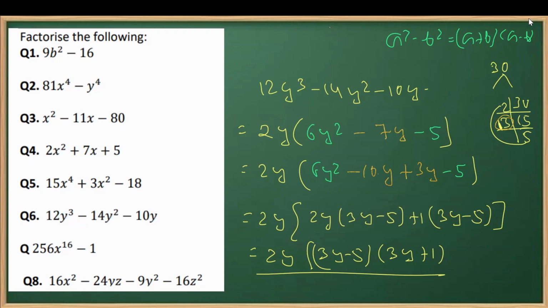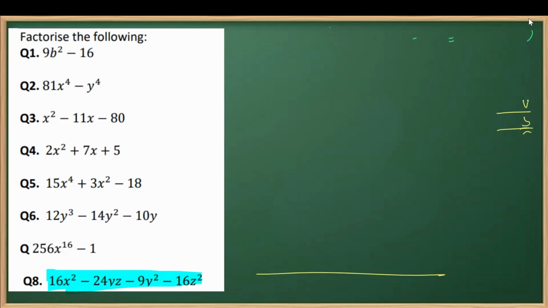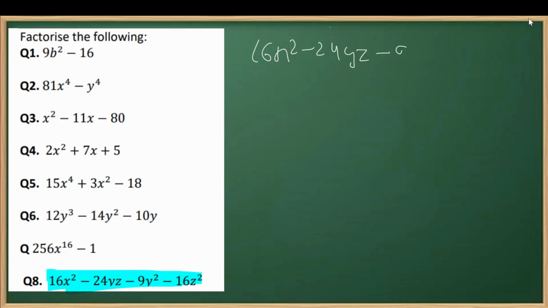Now, as far as I remember, we are left with the last part only, that is this one. So let's figure out how we can do that question. Here the question is 16x square minus 24yz minus 9y square minus 16z square.